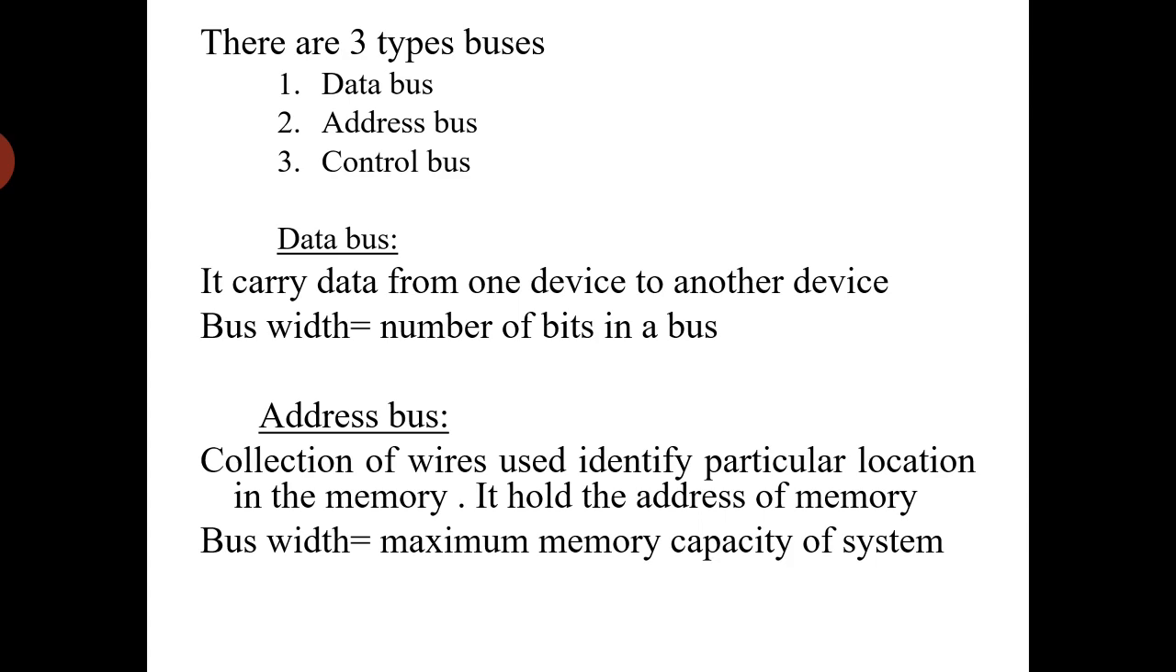There are three types of buses. The first one is the data bus, the second one is the address bus, and the third one is the control bus. First we will look into what a data bus is.